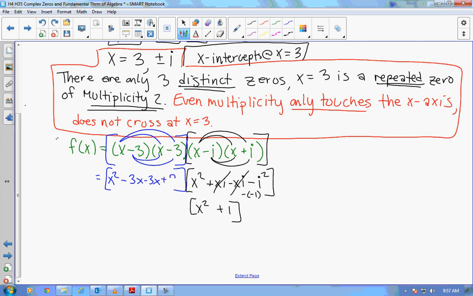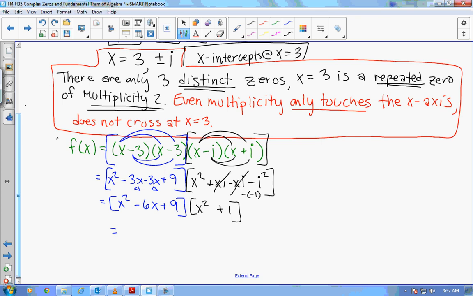Do the middle terms cancel? No. Okay, I'll give you a second to get caught up. Middle terms don't cancel, but we do have like terms. If we added those, how many x's would there be? Negative 6 x's plus 9. Okay, we're almost to standard form. How would we continue?